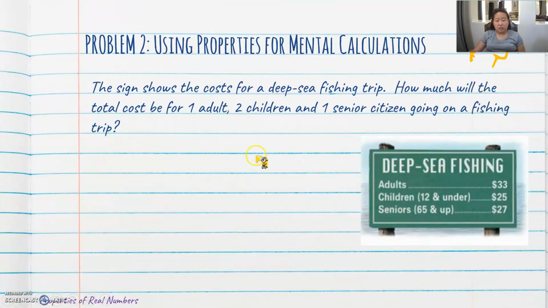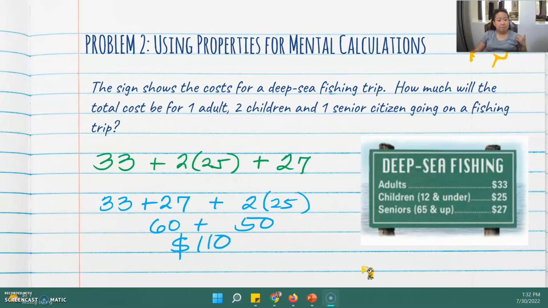So same thing, you can try this one on your own. You have the signs over here. What will be the total cost for an adult, 2 children, and a senior citizen that are going on a fishing trip? So go ahead, try this one out on your own. So you should be ending up with $110 for all of this.